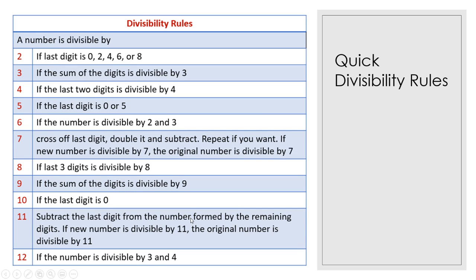Here are some quick divisibility rules. If you want to find out if a number is divisible by 7, then you do this: cross off the last digit, double it, and subtract. If the new number is divisible by 7, then the original number is divisible by 7, and so on and so forth.